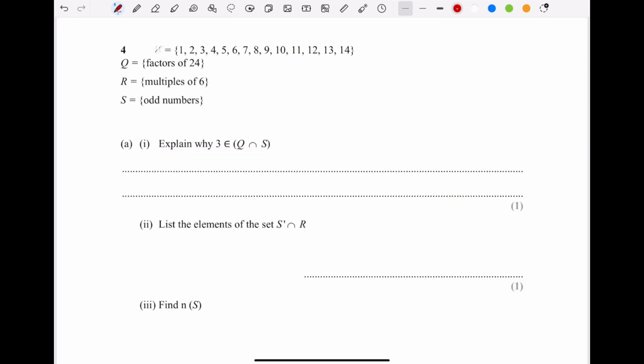So we are given a universal set, which is the set of numbers from 1 to 14. Q is the set of factors of 24. R is multiples of 6. S is odd numbers. This symbol here means and. In this question, it says 3 is an element of Q and S. Now, Q is the factors of 24, so 3 is a factor of 24, and it's also an odd number. Therefore, 3 is in the set Q intersect S.